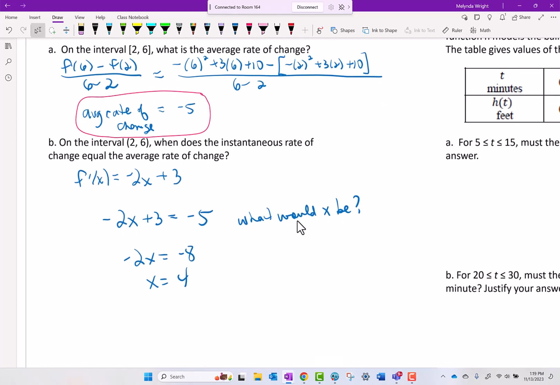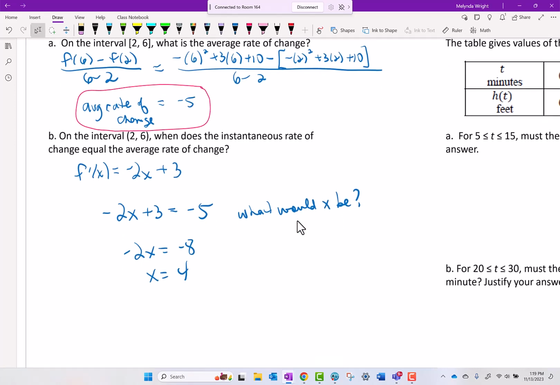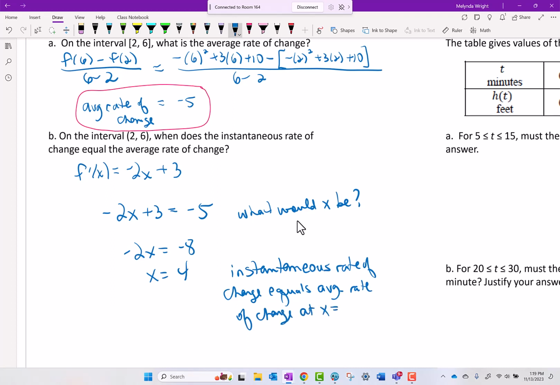So we're going to answer the question. So when does the instantaneous rate of change... again, we're just giving them the words back. Instantaneous rate of change equals average rate of change at x equals 4. That's answering their question, and the proof is in the work that we just showed.